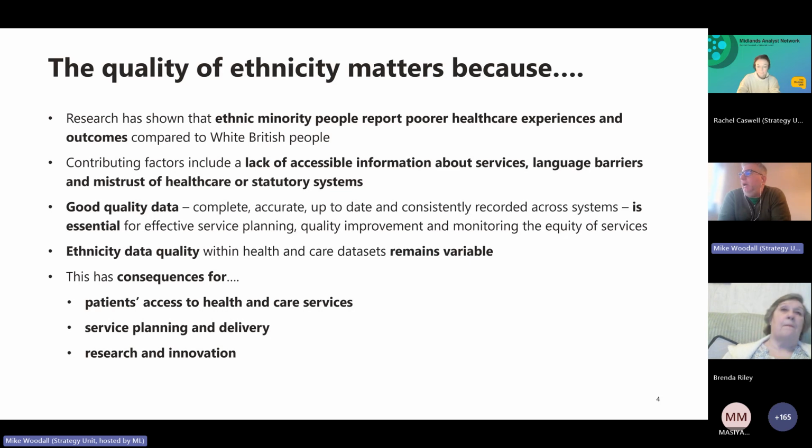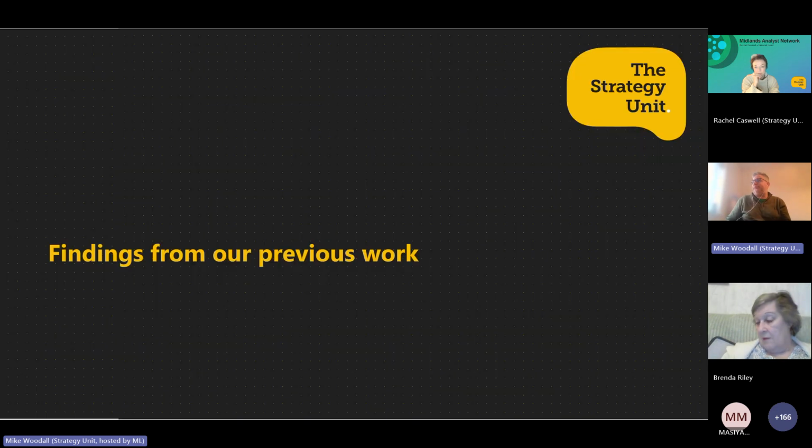That data quality and the use of data does have consequences. It has consequences for patients, access to health and care services, how we plan and deliver services, and also in terms of research and innovation. So ensuring that that's inclusive and the data identifies the areas that we need to look at in different ethnic groups and the requirements and needs of those groups.